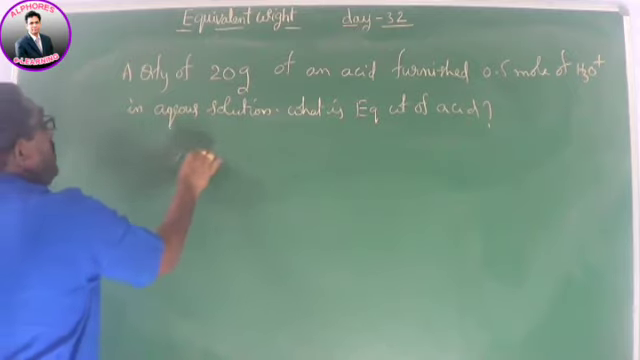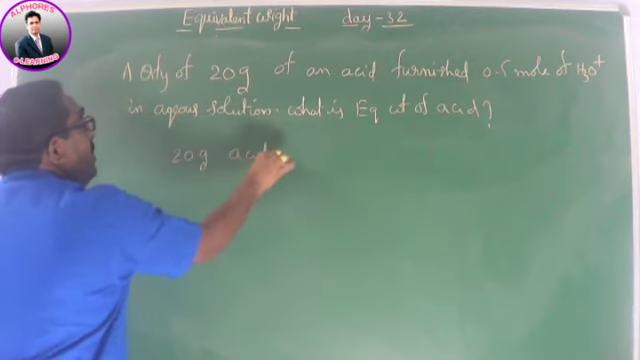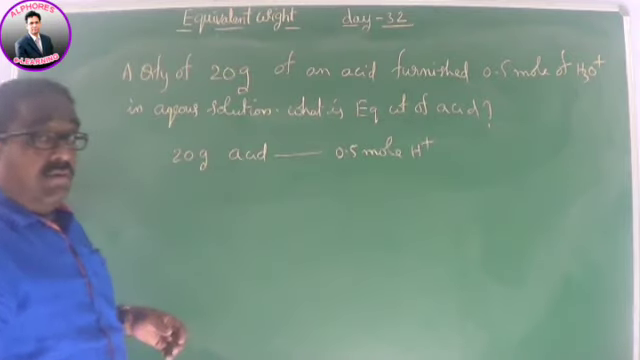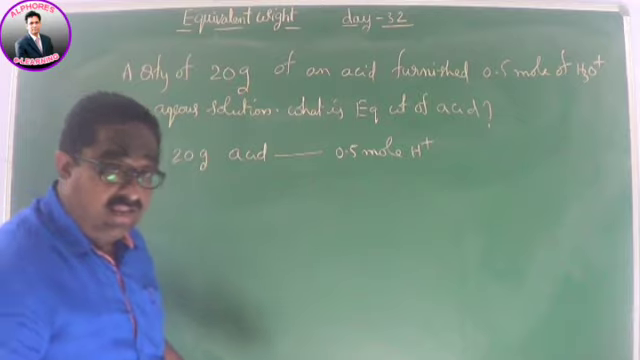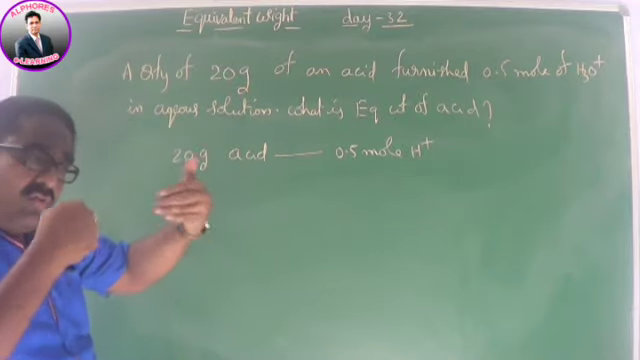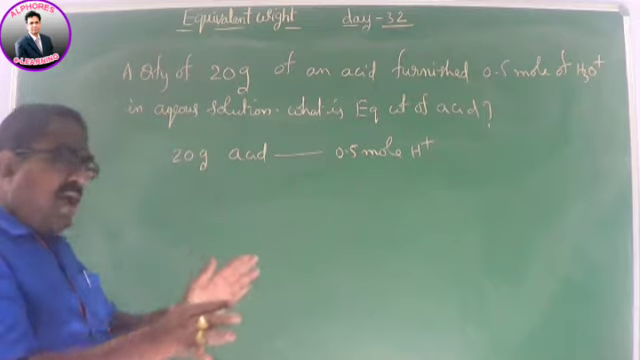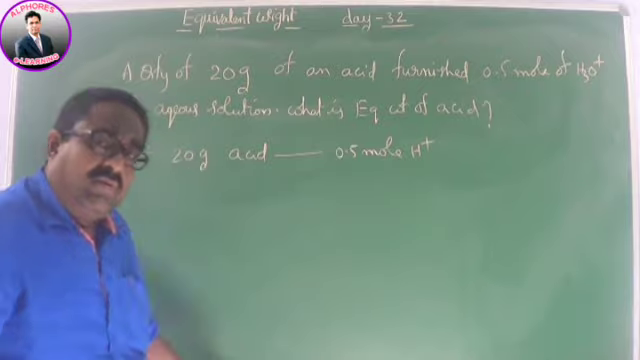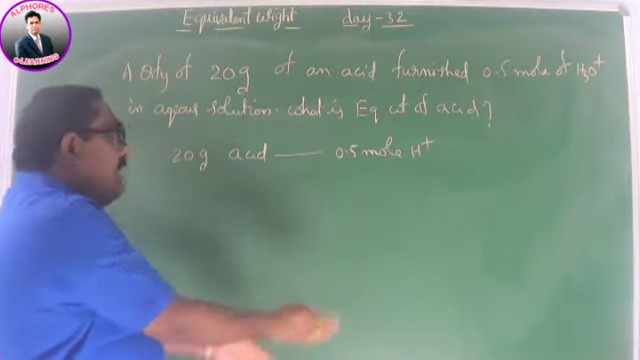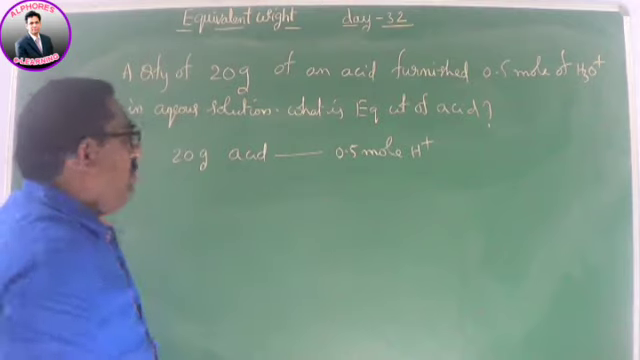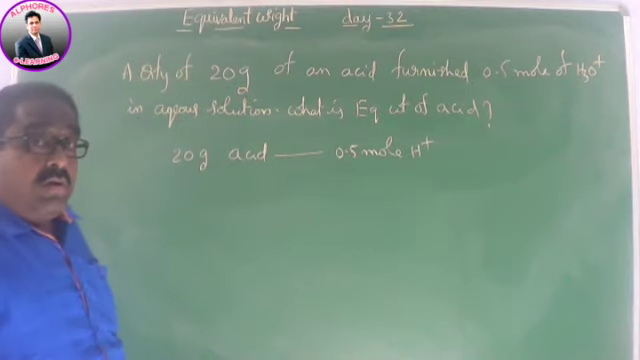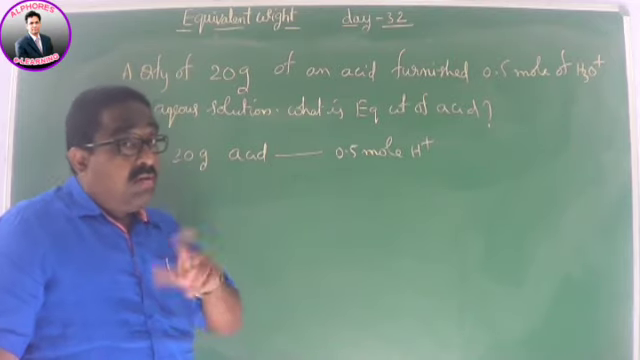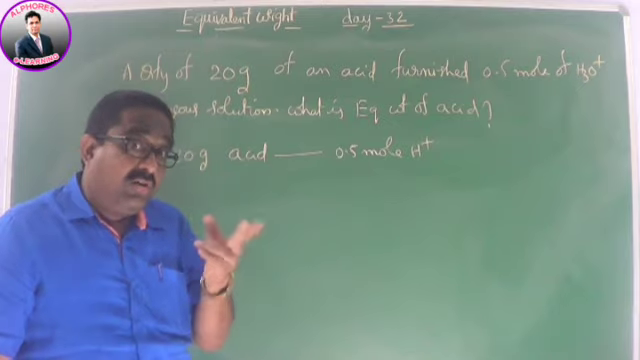See, he is giving 20 grams of acid furnishing 0.5 mole of H plus. Sir, in the question you have given H3O plus. Why are you writing H plus? Because H plus ion in aqueous solution will exist as hydronium ion only, by combining with water. There is no simple existence for H plus. It exists as H3O plus. That's why you can write H plus or H3O plus. It doesn't make any difference. Now, one molecule, one H plus, basicity 1. One molecule of acid, 2 H plus, basicity 2, like that.